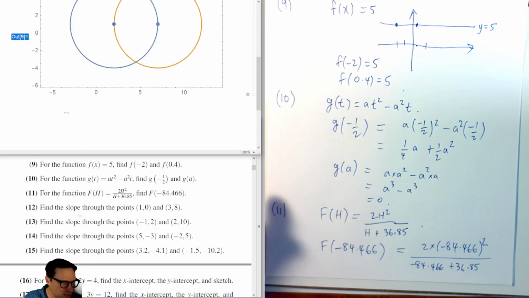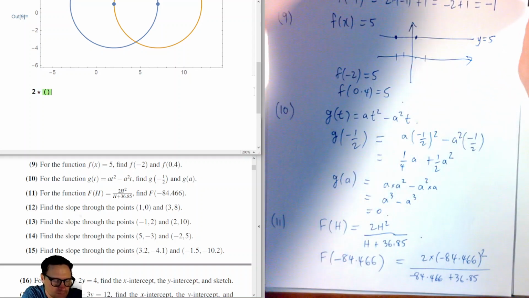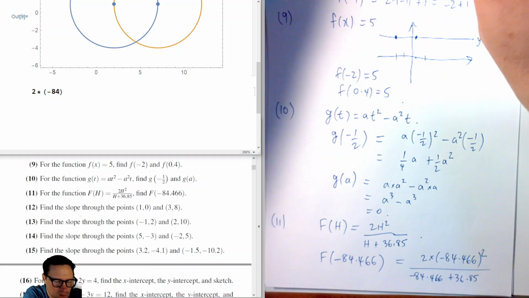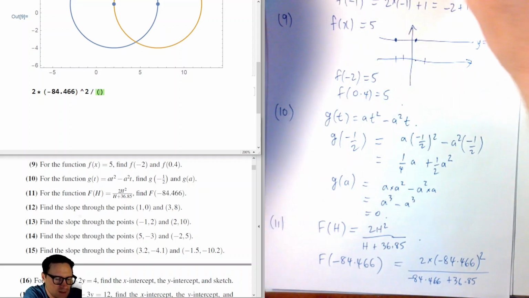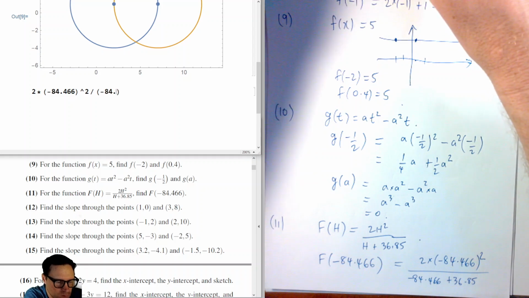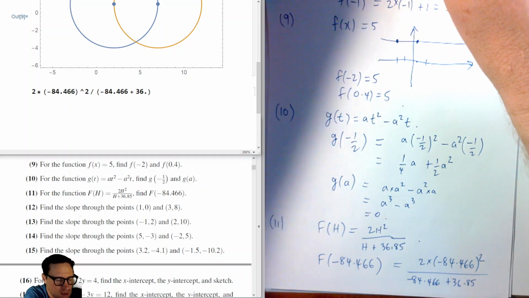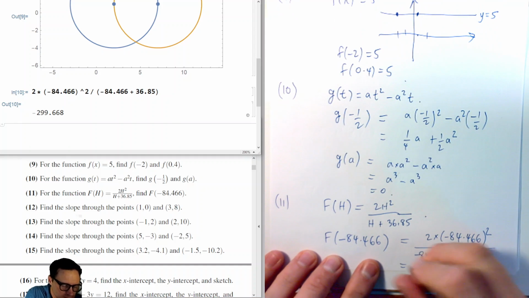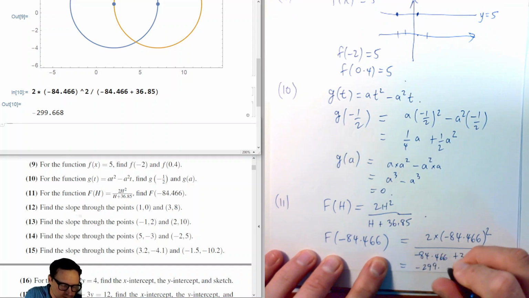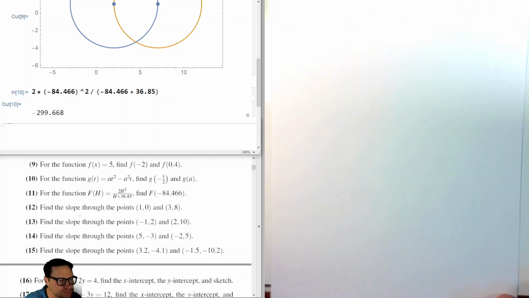Now I'll jump on Mathematica and do this. So for the numerator we have 2 times minus 84.466 squared, and then all of this gets divided by minus 84.466 plus 36.85. Okay, so we have minus 299.668. Okay, question 12.